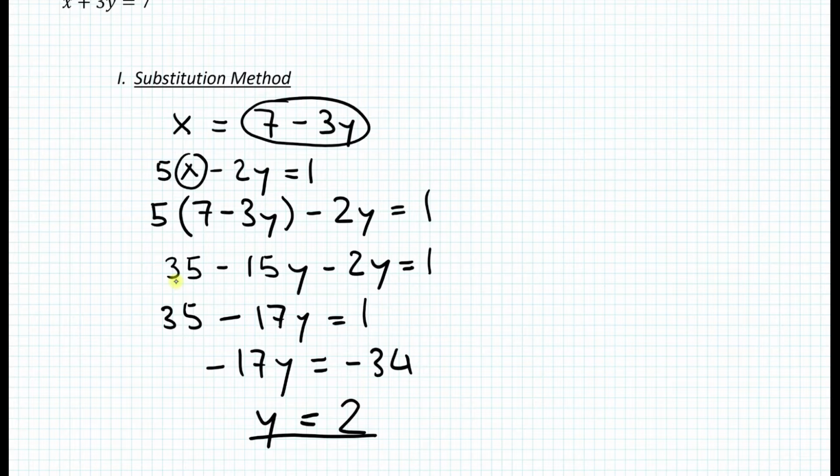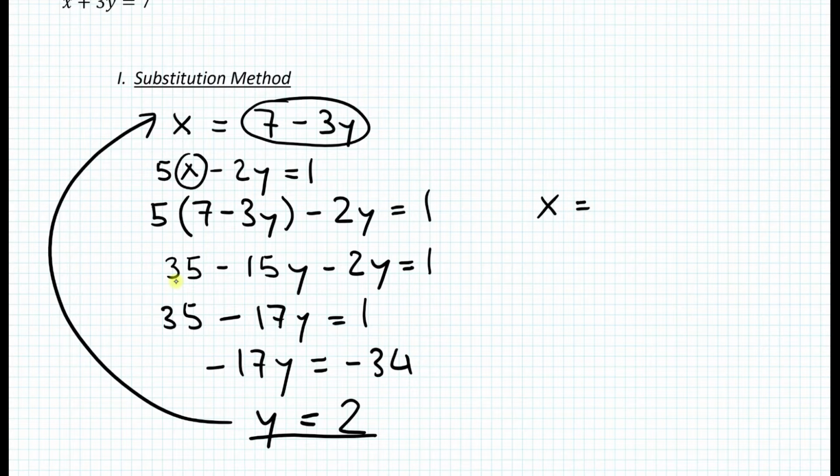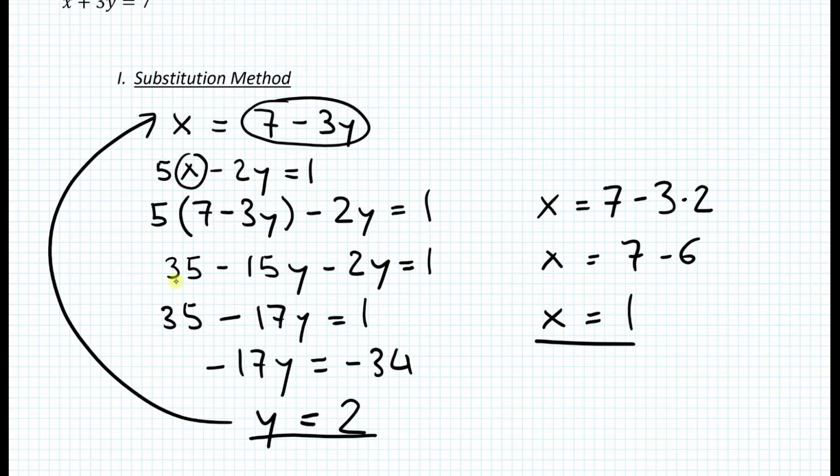Now, how do we find the x value? Well, we can simply substitute it back into the equation for which we isolated the variable. So in this case, all we need to do is say x is equal to 7 minus 3 times 2. Here we have x equals 7 minus 6, and therefore x is equal to 1. So that means the solution for the system of equations is (1, 2).